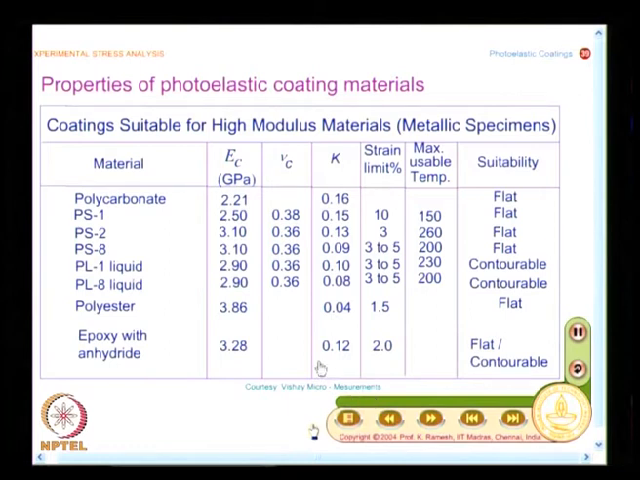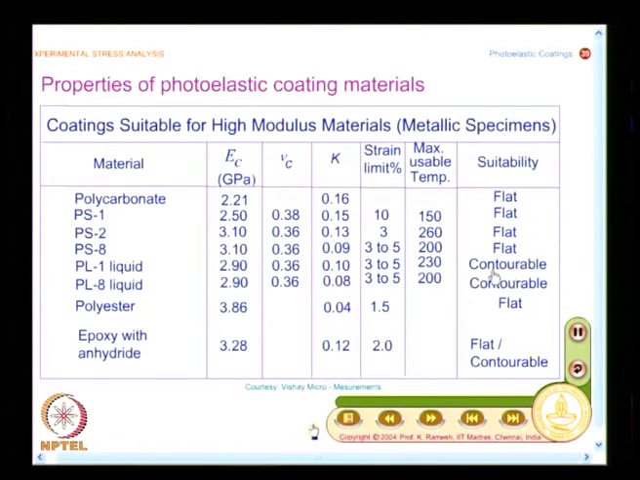and what you need to look at is K is around 0.16, 0.1 is what you see by and large for most of the materials, and strain limit is it can go up to 10% of strain, and because these are all plastics you can't go beyond a maximum of 260 degrees centigrade, and you also have whether they can be available in flat sheet or contourable form.